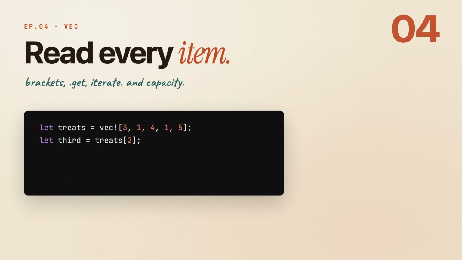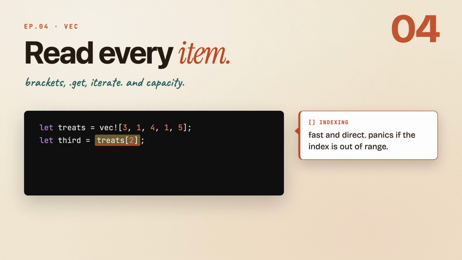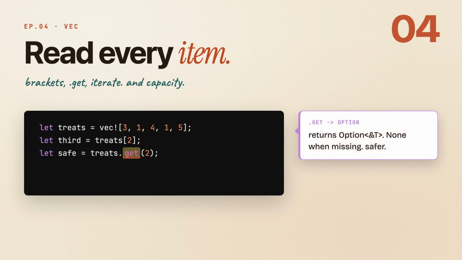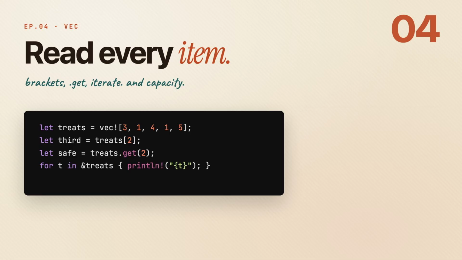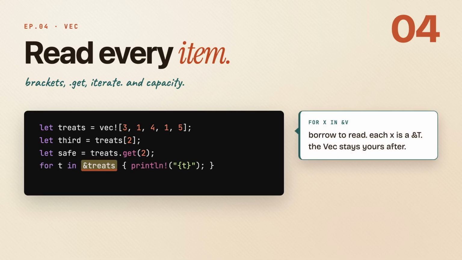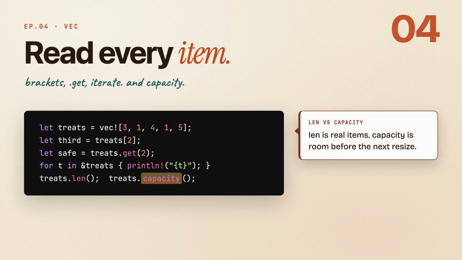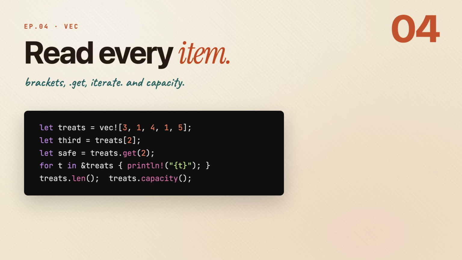Here the brackets give you the value, but panic if the index is out of range. Get returns an option instead. To read every item, borrow the vector with an ampersand and loop. The vector stays yours. Length is how many items you have inside, and capacity is how many fit before it grows again.